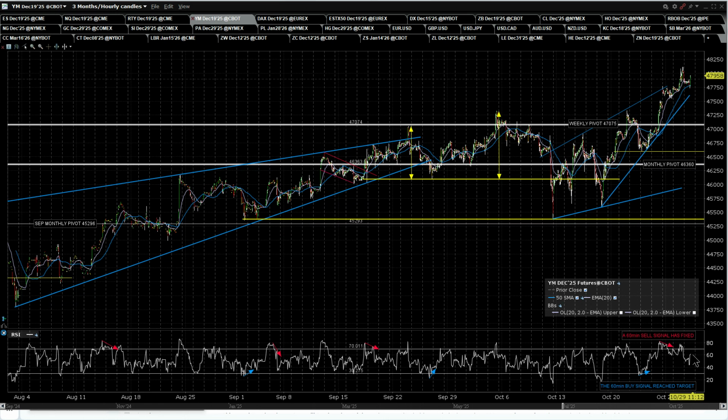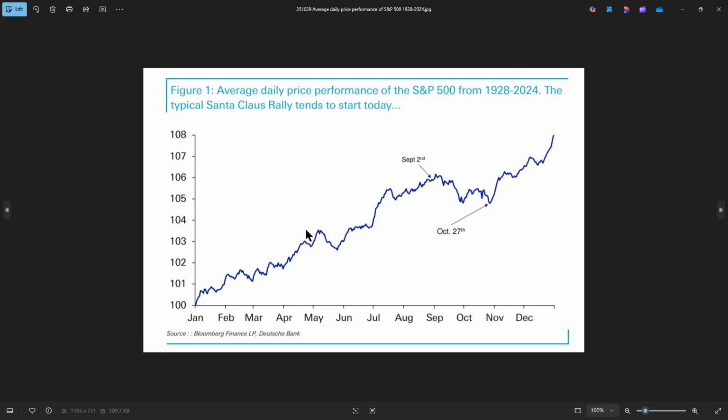I was pouring some cold water on the idea we could see a larger high here because of this chart, which I posted yesterday on my post. And this is the average daily performance of the S&P from 1928 to 2024. And you can see this is what it will do on an average day and an average month, etc. But obviously we tend to get a retracement starting on September the 2nd, which didn't really happen to this same degree on the other ones, but actually definitely did happen on QQQ. We saw this flag form.